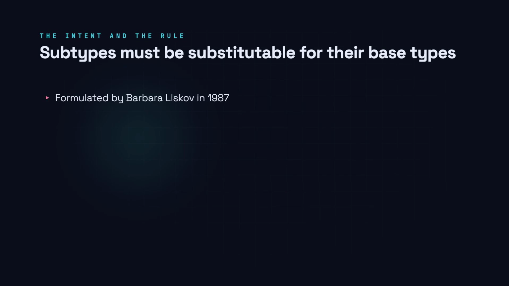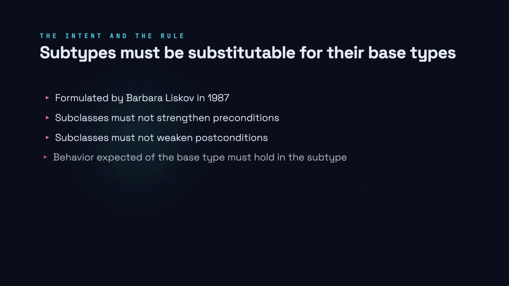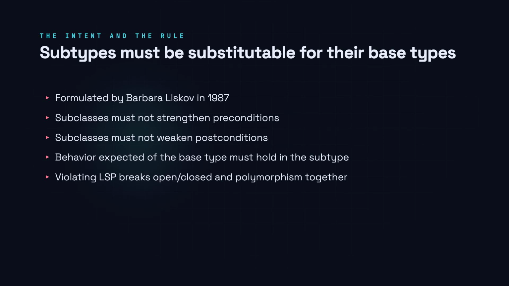Barbara Liskov stated it formally: if S is a subtype of T, then objects of type T in a program may be replaced with objects of type S without altering any of the desirable properties of that program. Two concrete rules follow from this. First, do not strengthen preconditions. A subclass cannot demand more from the caller than the base class did. Second, do not weaken postconditions. A subclass cannot promise less than the base class guaranteed.